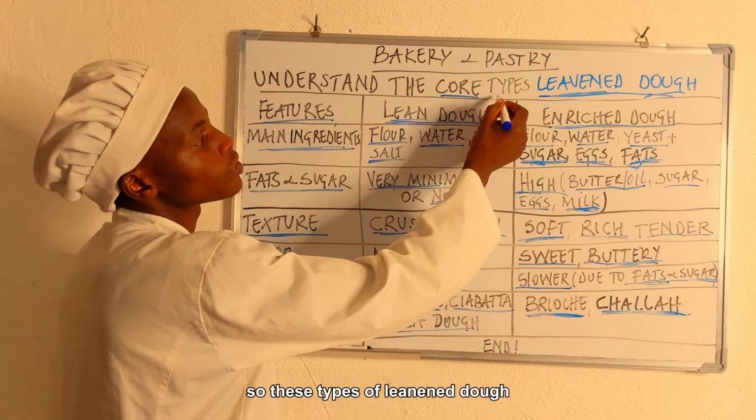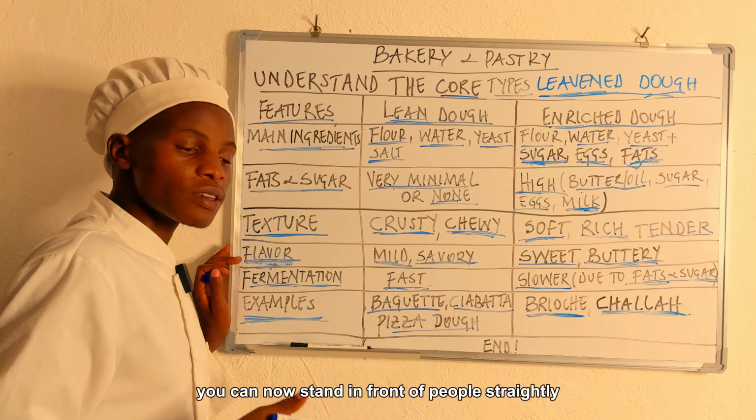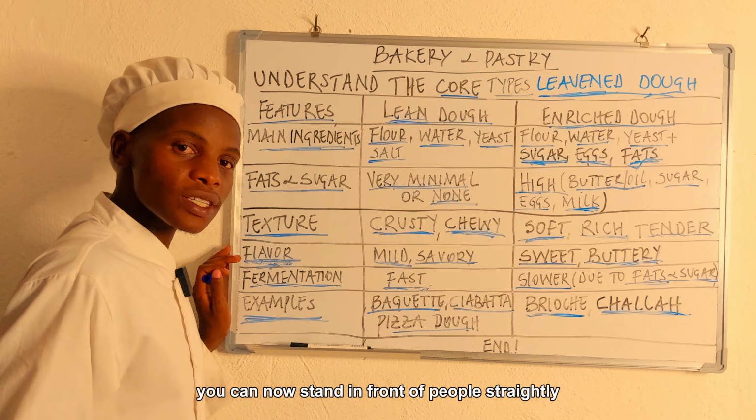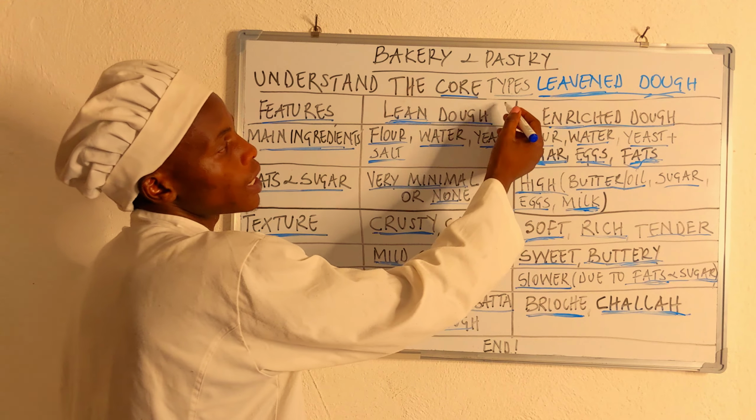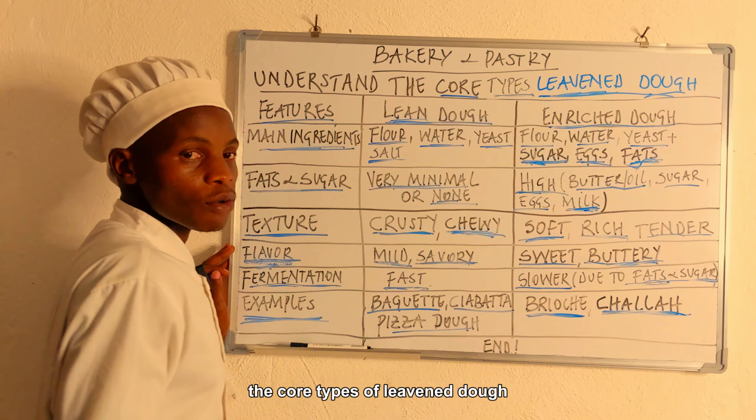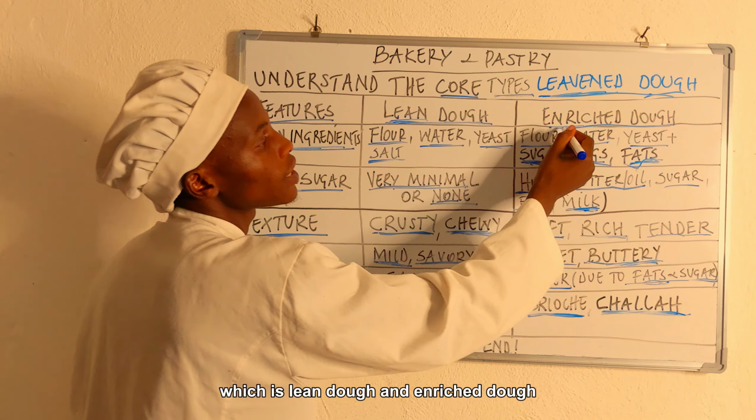With these types of leavened dough, you can now stand in front of people straightly, strongly, and explain to them the core types of leavened dough, which are lean dough and enriched dough.